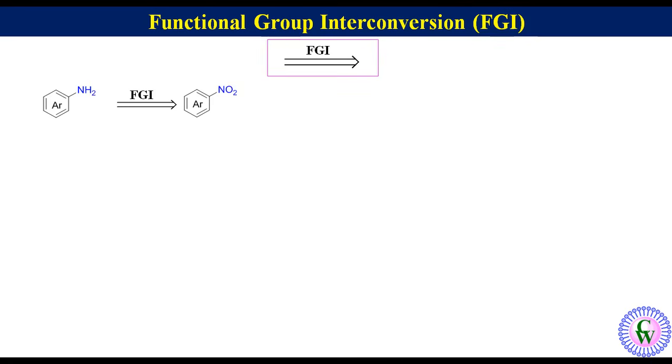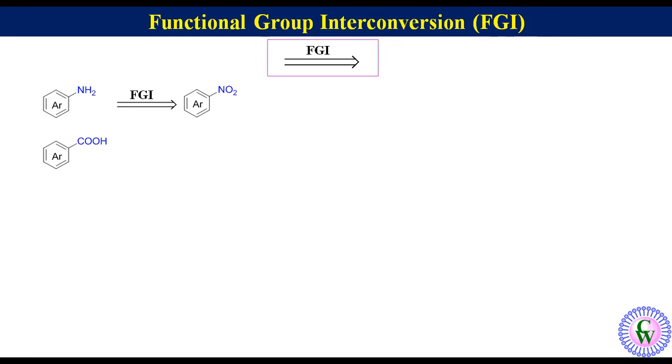Functional group interconversion. Sometimes what happens is that the disconnection of a bond doesn't lead to the logical starting material. In that situation, one functional group is replaced by another to make the disconnection possible. The operation of writing one functional group for another so that disconnection becomes possible is called functional group interconversion. It is represented by a retrosynthetic arrow with FGI written over it. For example, replacing aromatic amine group with nitro, as amine can be obtained by the reduction of nitro.